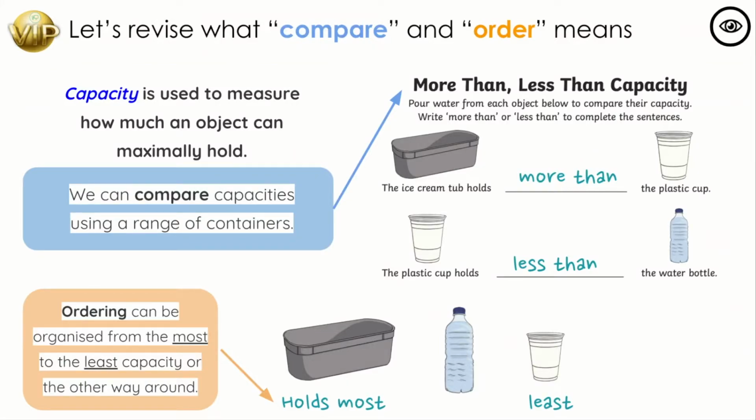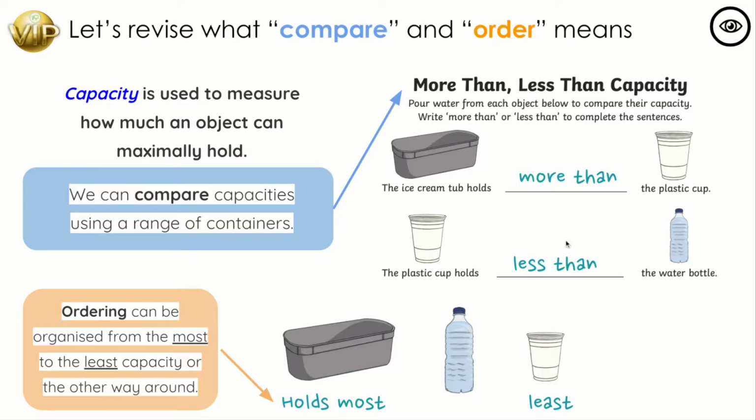So the very most a container can hold is the capacity. And we can compare capacities using a range of containers using the words more than and less than, or least and most. So on the right, you can see that it says more than, less than capacity. Pour water from each object below to compare their capacity.